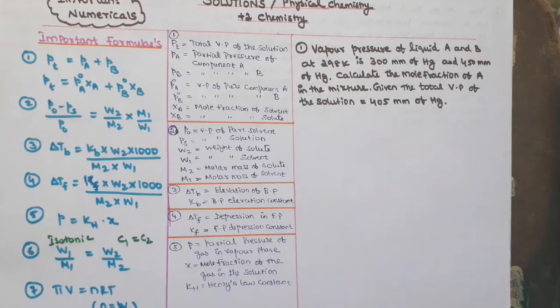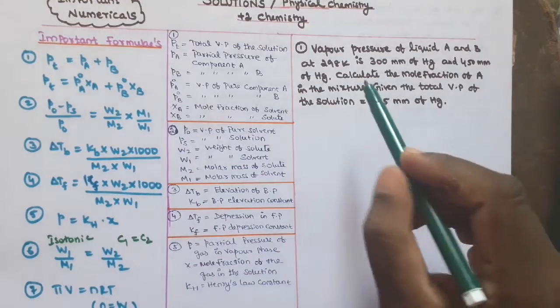πV = nRT. n is W by M, that is, mass per molecular mass. Substituting this value, we can find the osmotic pressure.